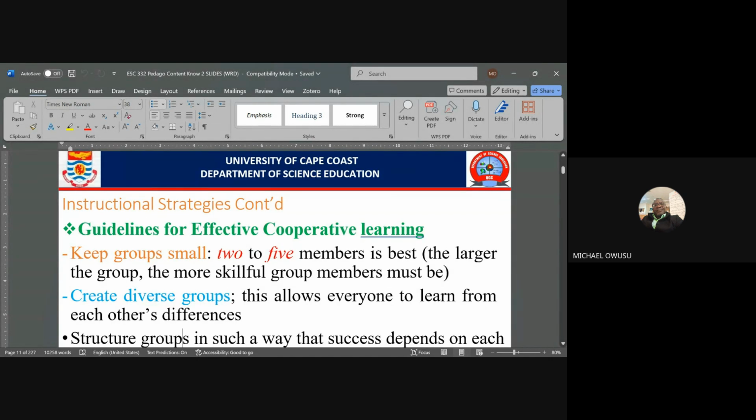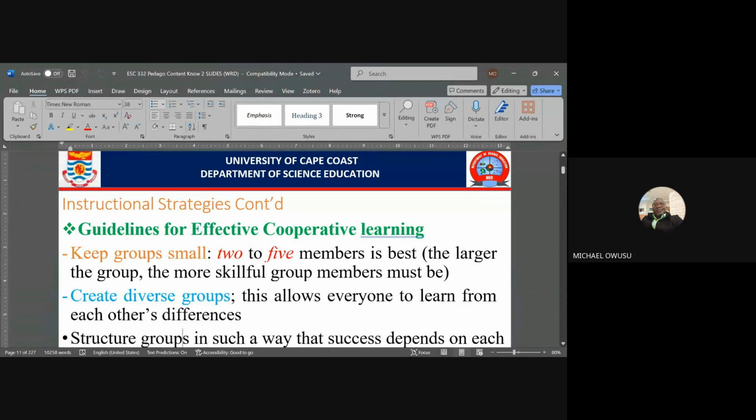Now let's see the guidelines for effective cooperative learning. Because we are saying that we want to create cooperative groups, we don't do anything anyhow. First of all, the group must be small. Keep groups small. Two to five members is the best. The larger the group, the more skillful group members must be. And when you are keeping the group small, you also have to create diverse groups.